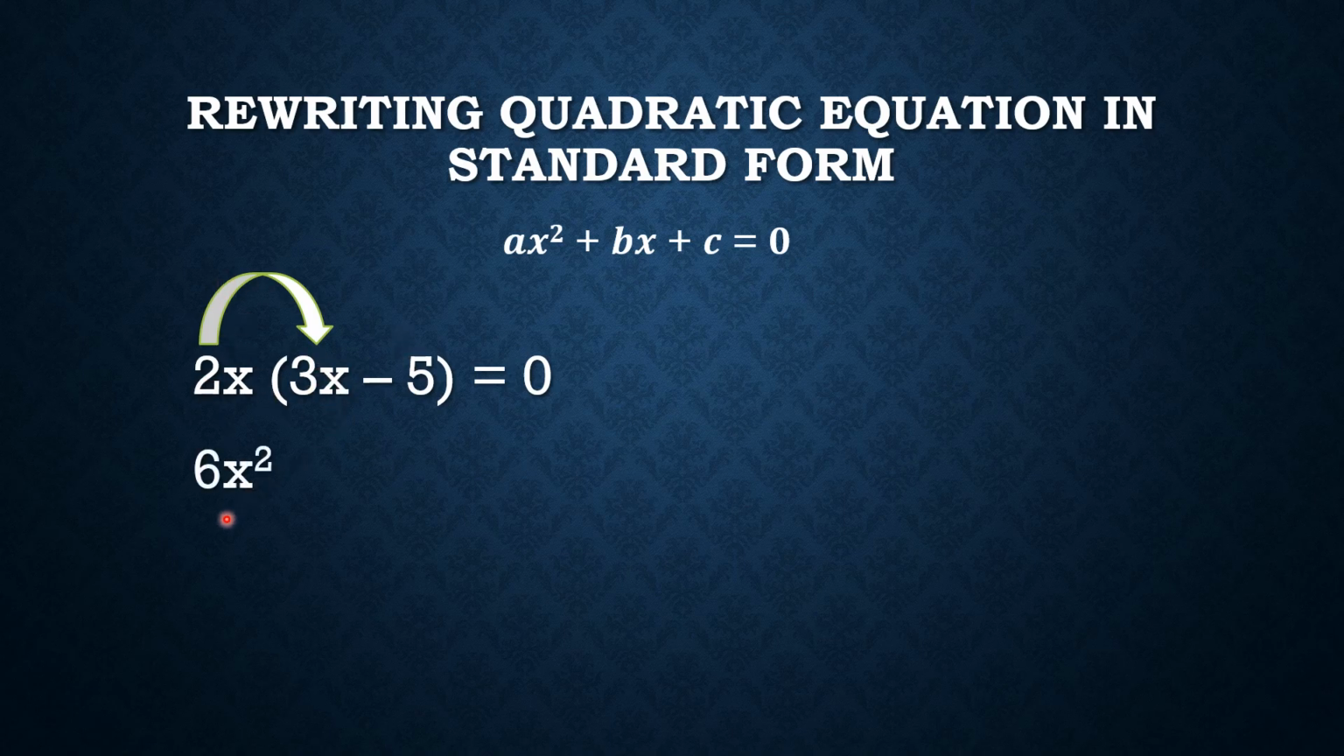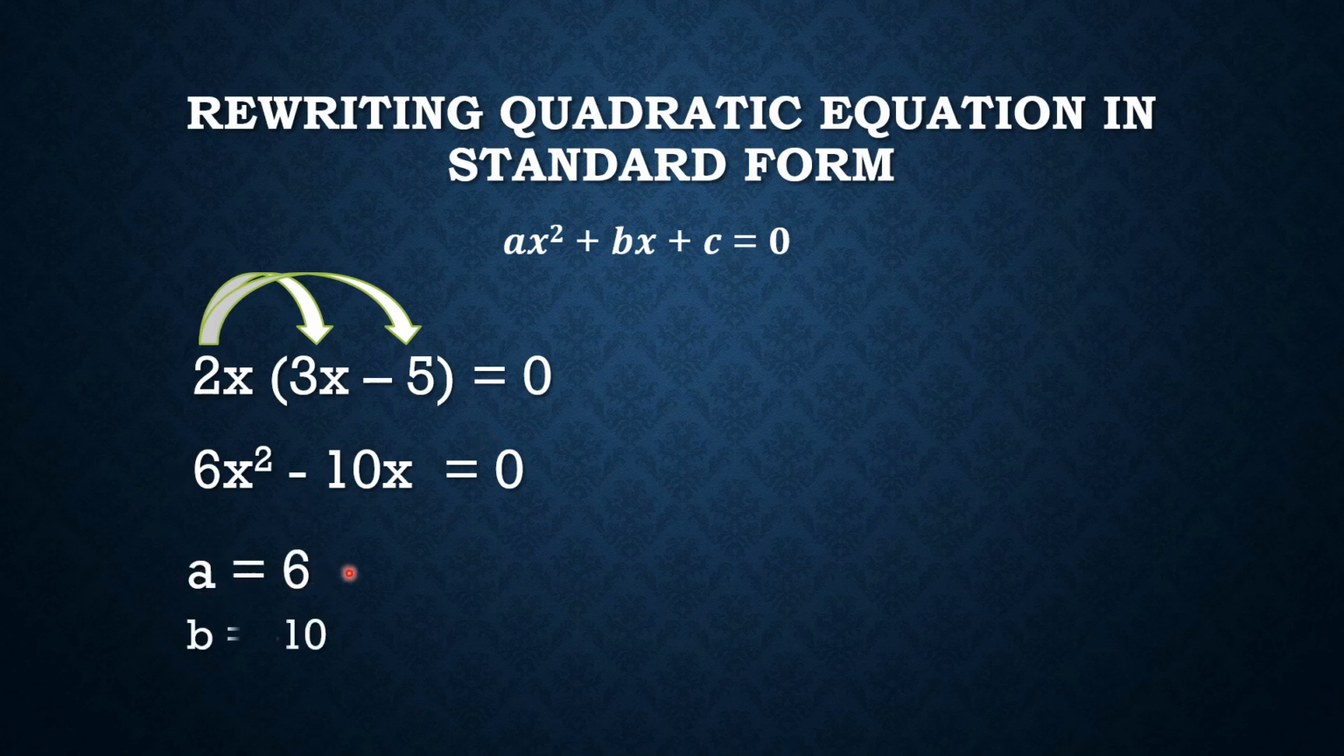So 2x times 3x is 6x squared. 2x times negative 5 is negative 10x equals 0. And this is it. Our equation is now written in standard form, where a is equal to 6, b is equal to negative 10, and c is equal to 0, because there is no constant term to this equation.